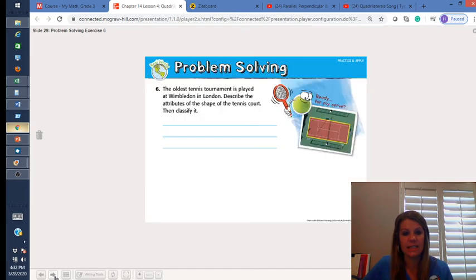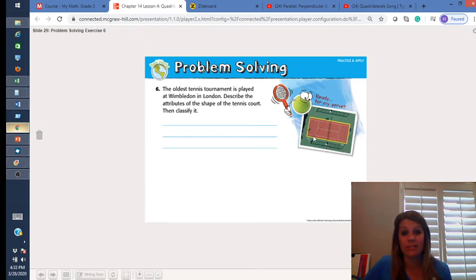All right, let's look at this. The oldest tennis tournament is played at Wimbledon in London. Describe the attributes of the shape of the tennis court and then classify it. Okay, tell me, what do you see in this tennis court? I see 2 sets of parallel lines. I see 4 right angles.